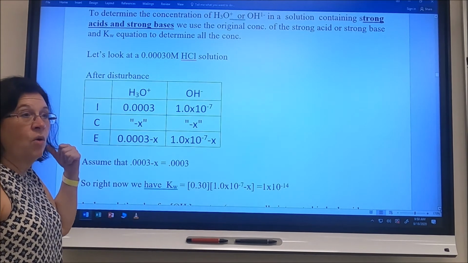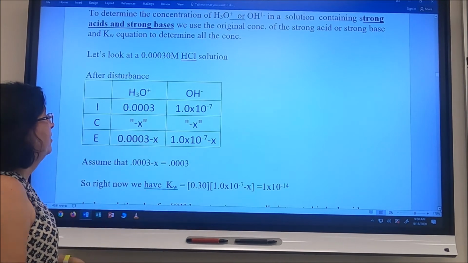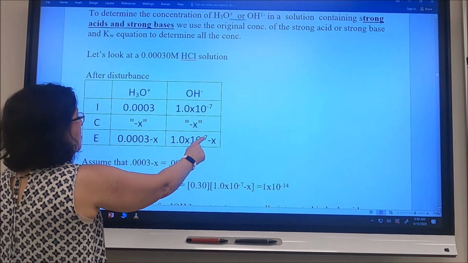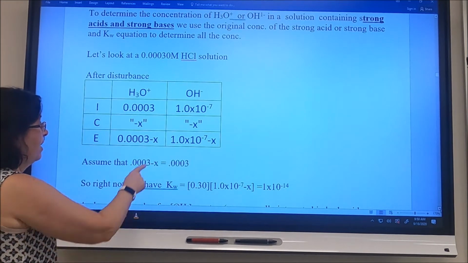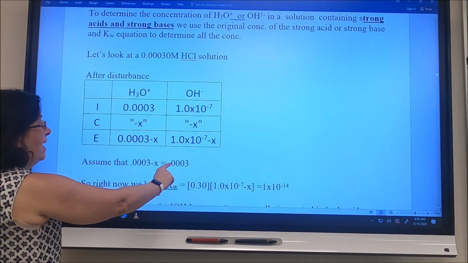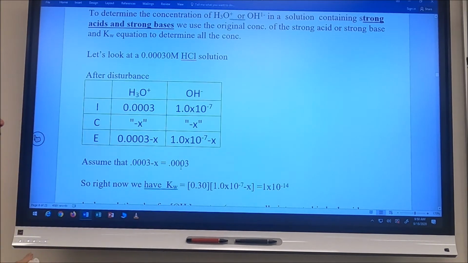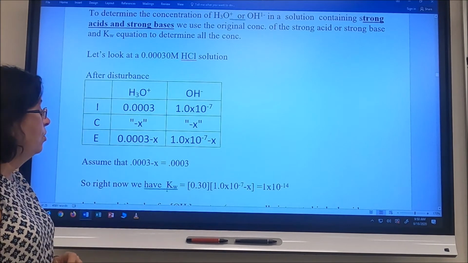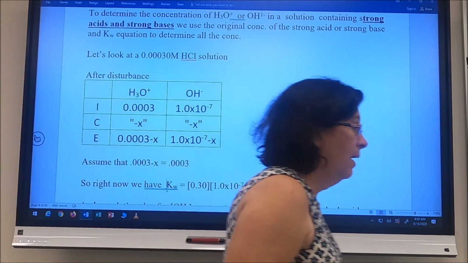Now, this reaction is going to run in reverse to get back to equilibrium. So it's going to be minus x. So I have 0.0003 minus x and 1 times 10 to the minus 7 minus x. Now, x has to be less than 1 times 10 to the minus 7. So if I subtract it from this hydronium ion concentration, I'm just going to get 0.0003. So if I substitute this in, I get Kw is equal to 0.0003 times 1 times 10 to the minus 7 minus x. Okay?